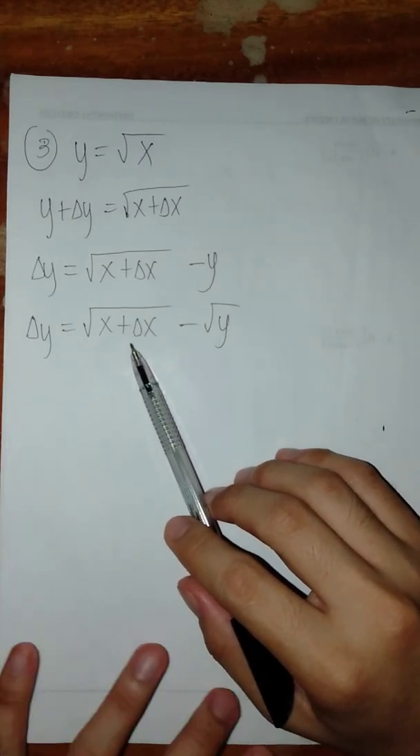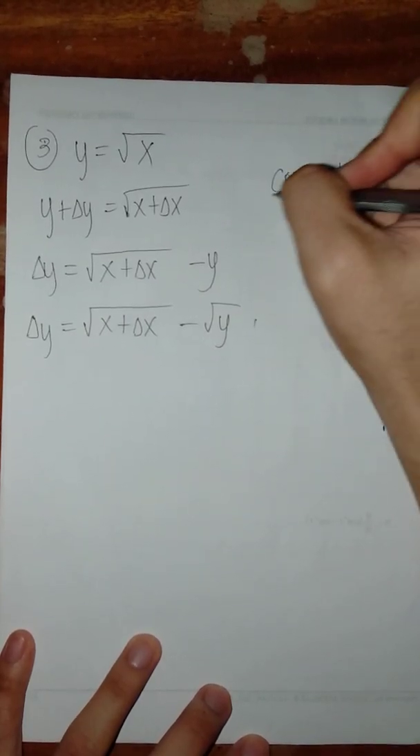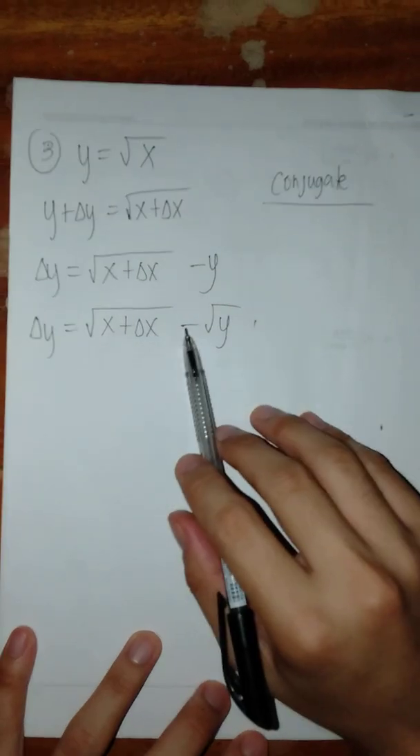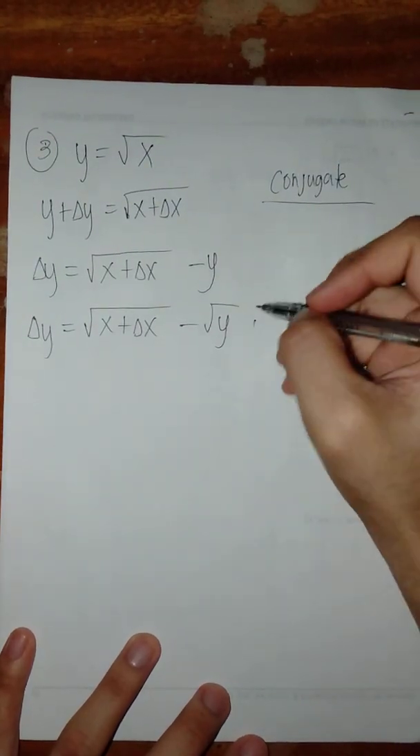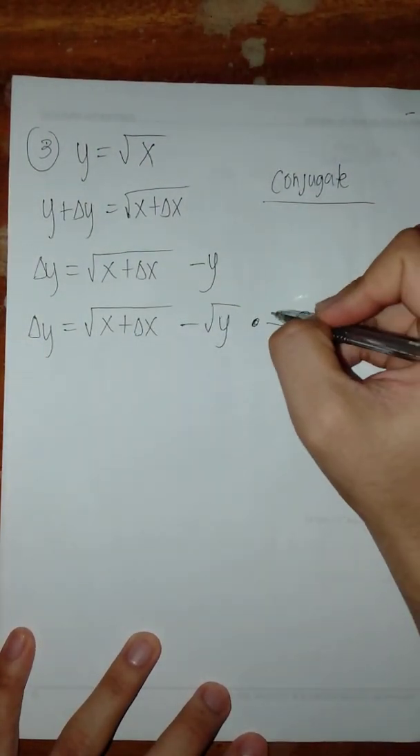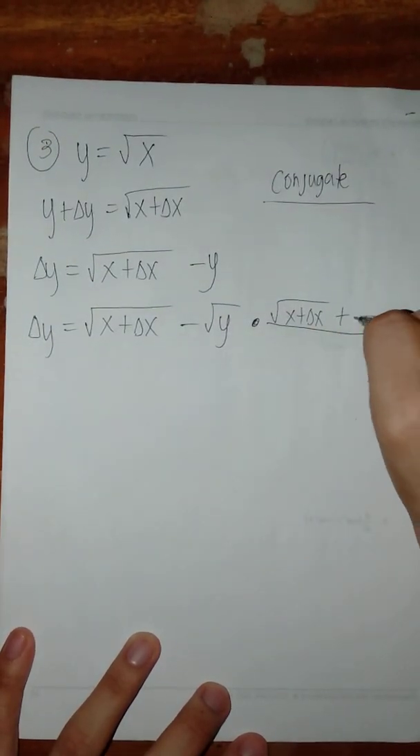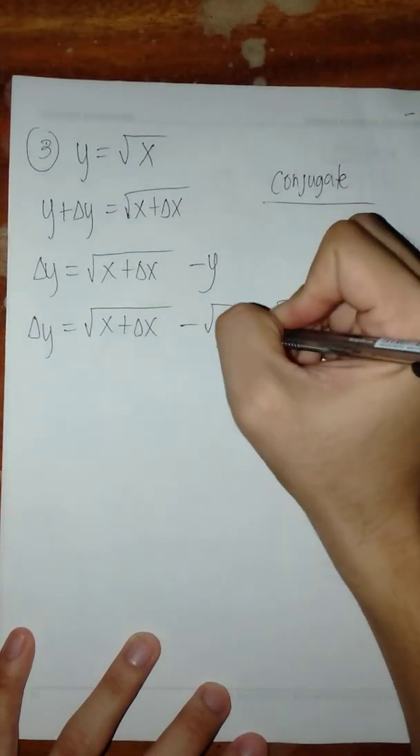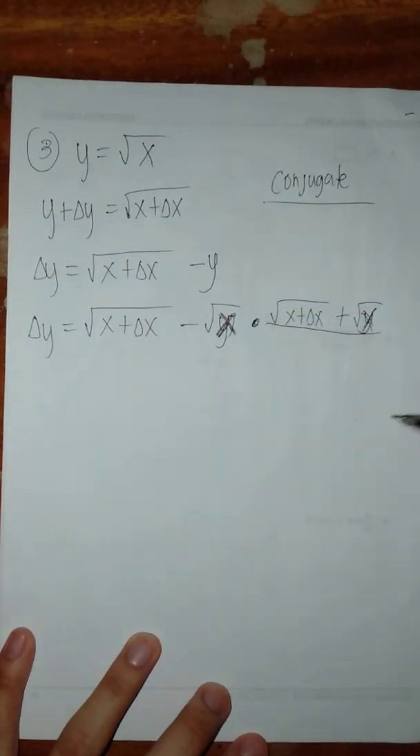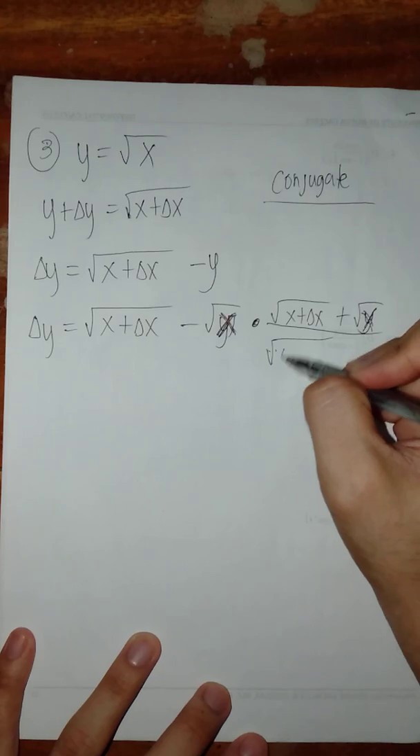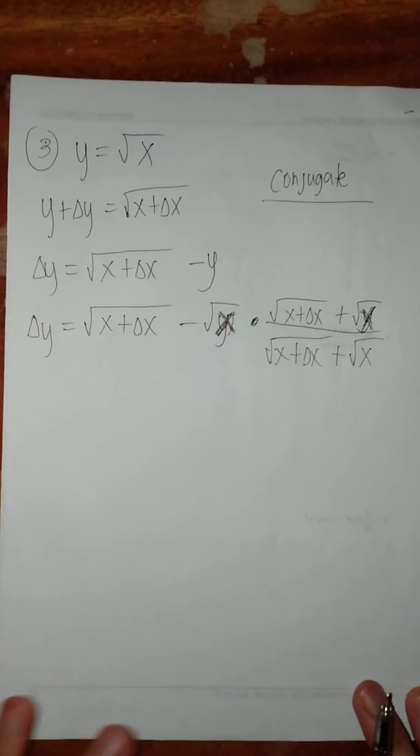Ano ba ibig sabihin ng conjugate guys? Conjugate, same term, pero magkaiba yung sign ng gitna. Yung middle term. So, you multiply this by the same terms: square root of x plus delta x, pero instead of negative, positive, square root of x. Sorry, x lang. Ito pa rin, square root of x plus delta x plus square root of x. Then, multiply mo na lang.